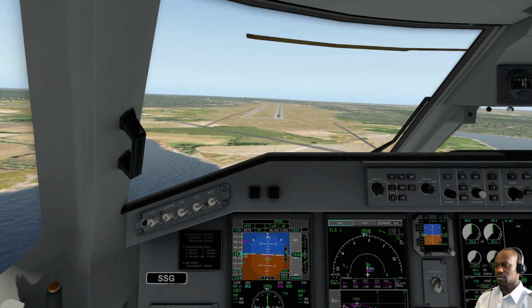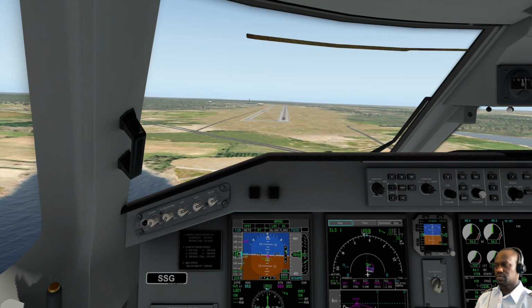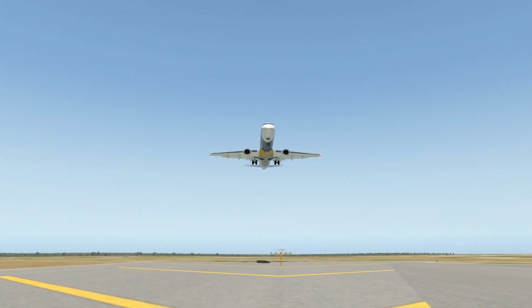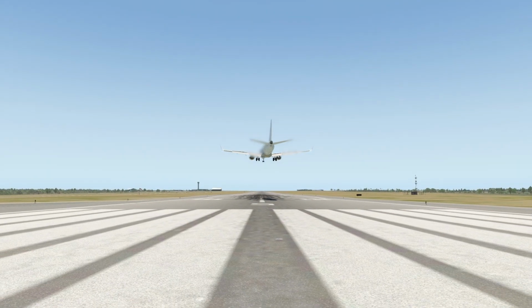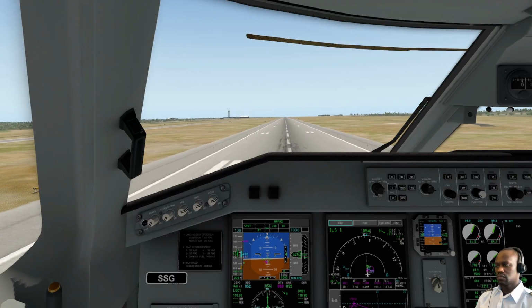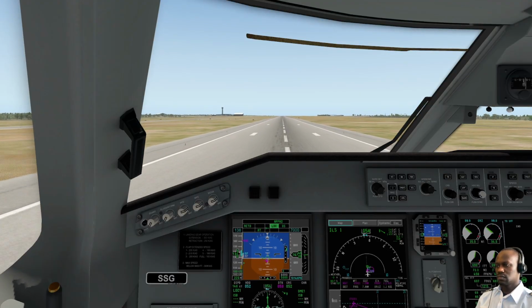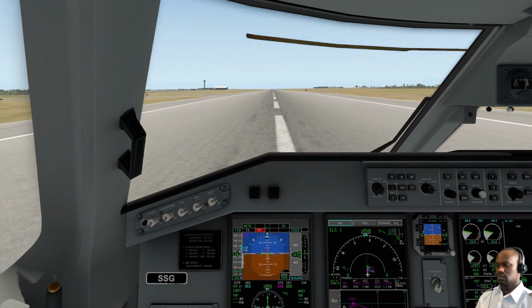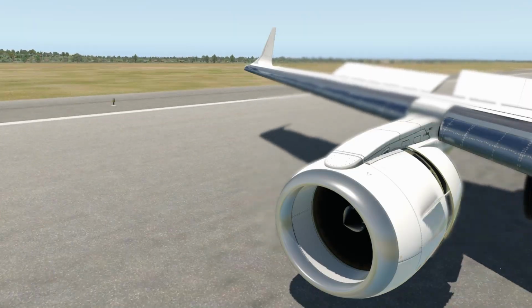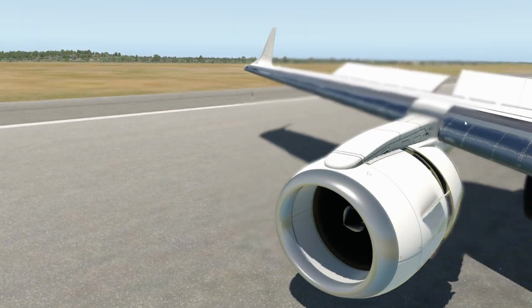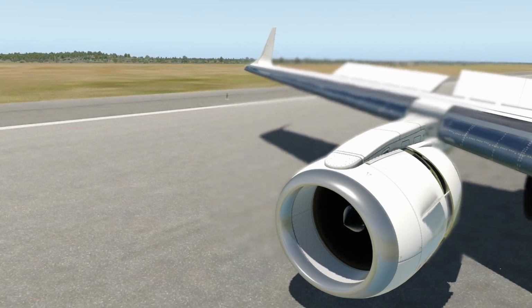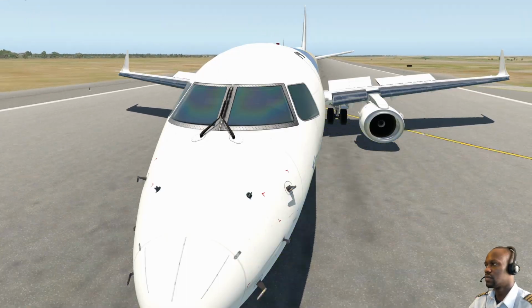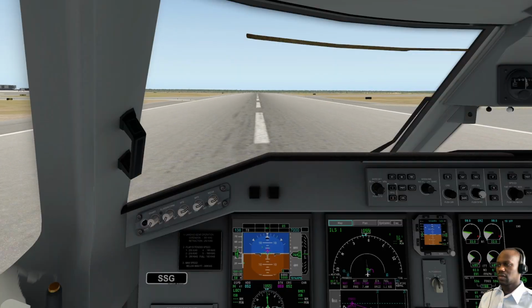Check. Clear to land. Minimums. Continuing. Twenty. 10. Knots. Left side clear.